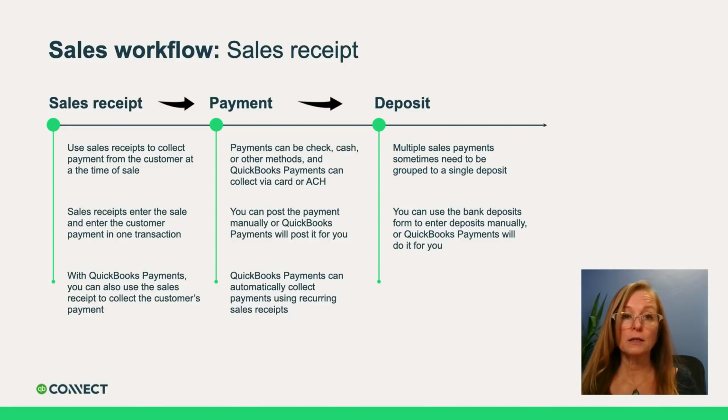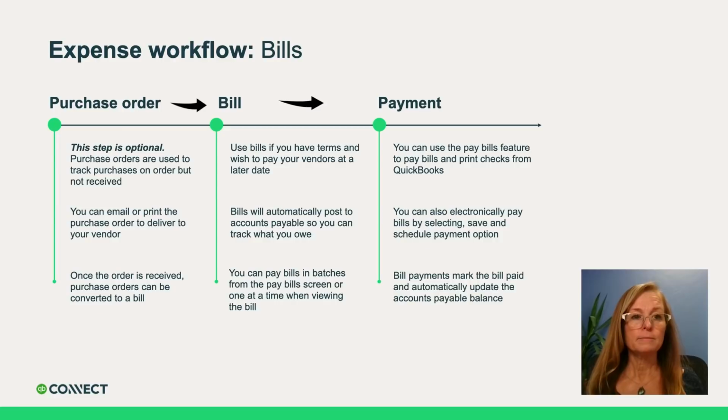The next one, sales workflow, is a sales receipt. This is payment in full at the time of sale. It's another form in QuickBooks. I'm not giving the customer time to pay. There are 3 steps with this one. Enter the sales receipt. It actually turns into the payment already, and then the payment has to turn into a deposit. All right, so that's the workflow there.